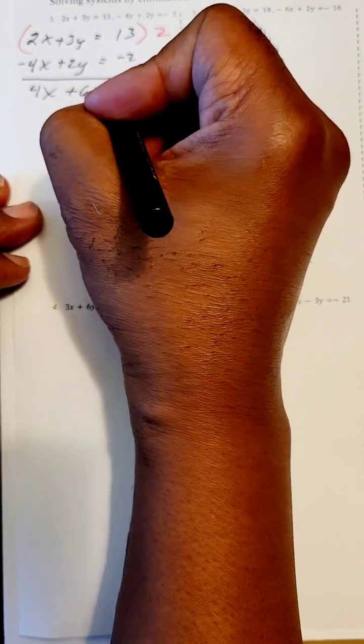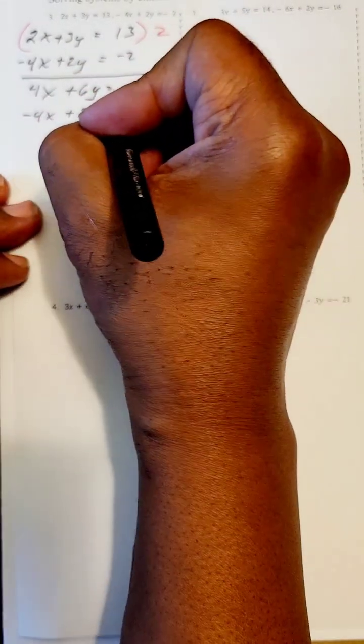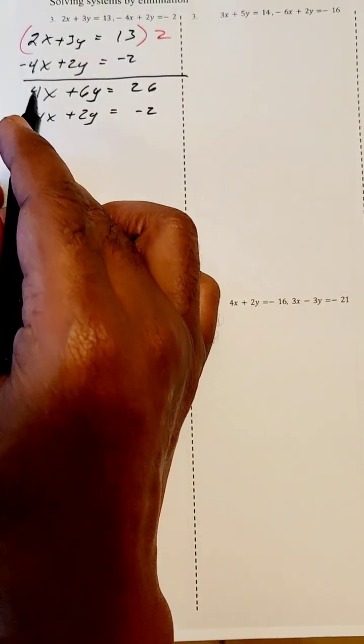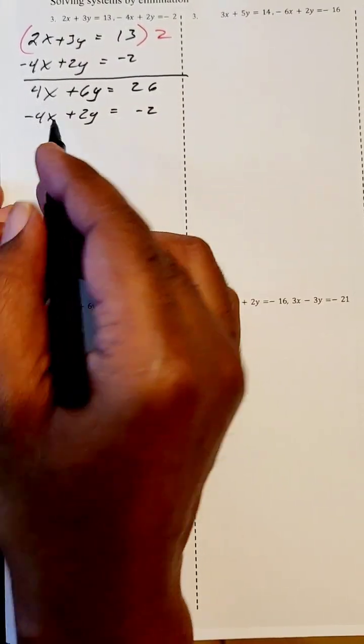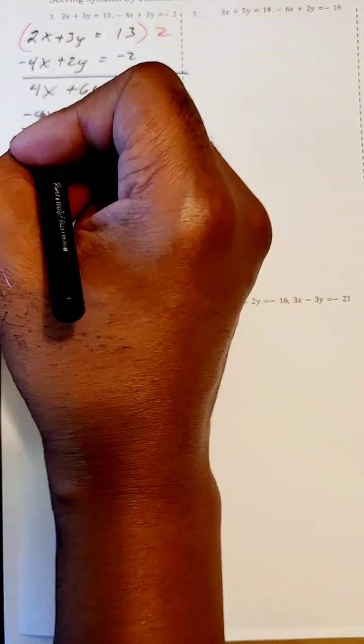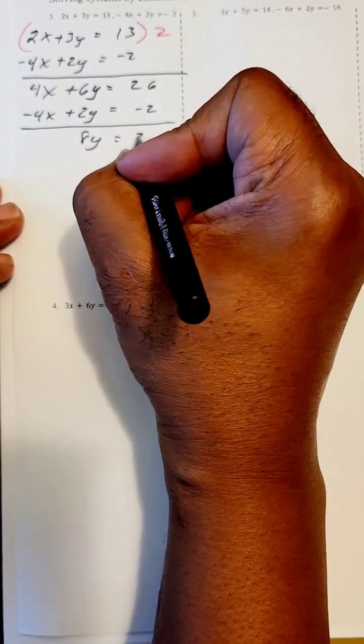And this will now be 4x plus 6y equals 26. And this down here remains negative 4x plus 2y equals negative 2. And now we have additive inverses right here. Positive 4x and negative 4x. With additive inverses, we can combine both equations where these will eliminate, and we'll end up with 8y equals 24.